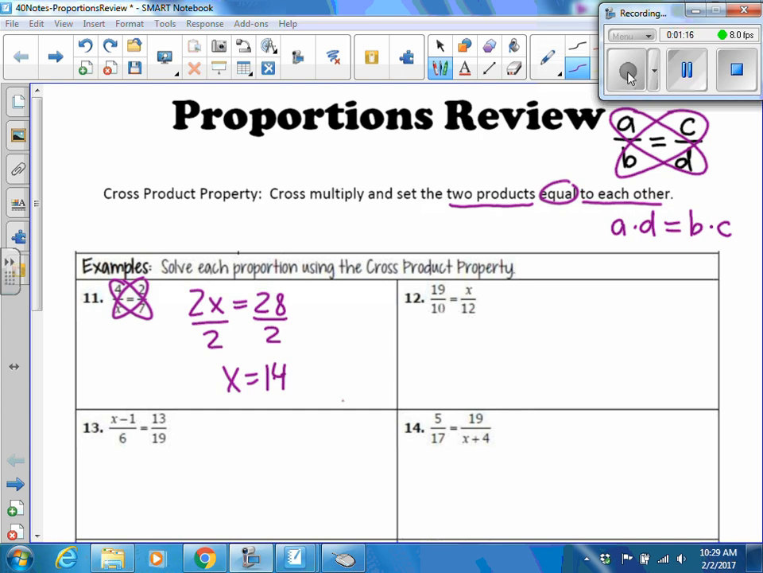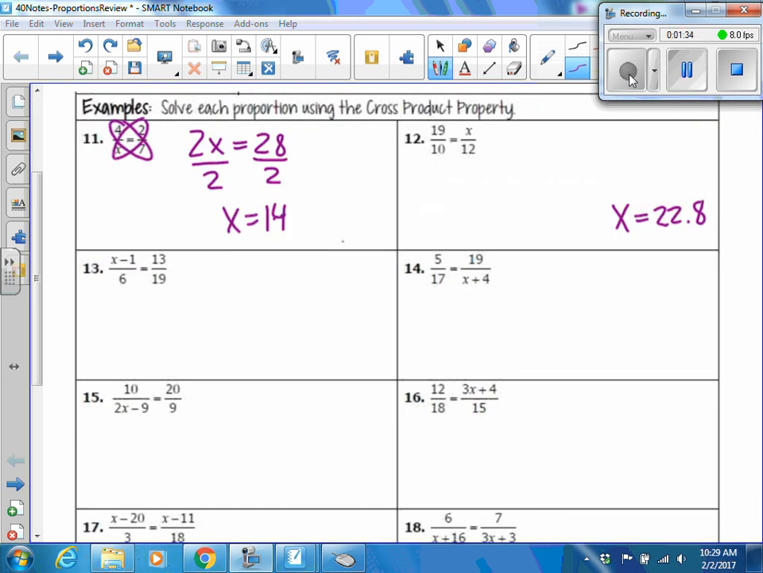What I'd like you to do for all the even examples is actually to try it on your own. So pause the video for a second, copy the problem down, solve it, and I will give you the answer. And if you have any trouble getting that answer, you can come see me and we can find your mistake if you have one. Alright, so for number 12, hopefully you got the 22.8. Let's take a look at number 13.